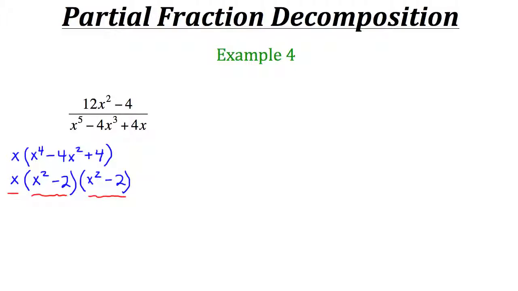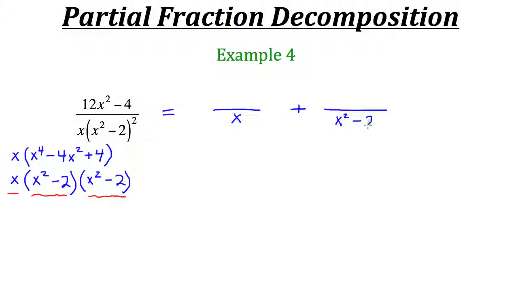So similar to example 2, we'll need to use all the factors that we have in our setup, including the repeated ones. So for our first fraction, we'll have a denominator of x, and then for our second fraction, we'll have a denominator of x squared minus 2, and then for our last fraction, we'll also have a denominator of x squared minus 2, but since it's the second instance, we're going to square it.